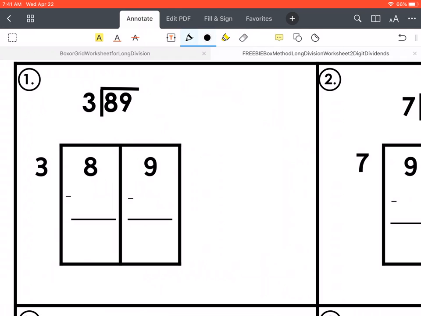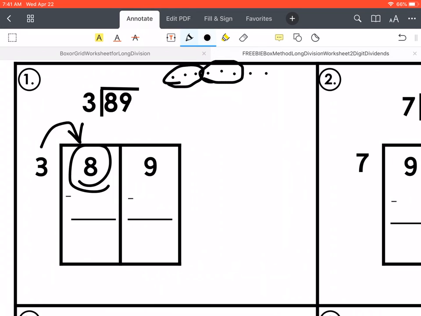First things first, you're going to look at this 8, and ask yourself, how many times will 3 go into 8? If you need to use the dot method to figure this out, that's perfectly fine. I'm going to make 1, 2, 3, 4, 5, 6, 7, 8 dots and see how many times 3 will go into it. I'm going to make groups of 3. 1 group, 2 groups. I don't have enough dots to make another group of 3. So how many groups of 3 do I have? 1, 2. So 3 goes into 8 2 times.